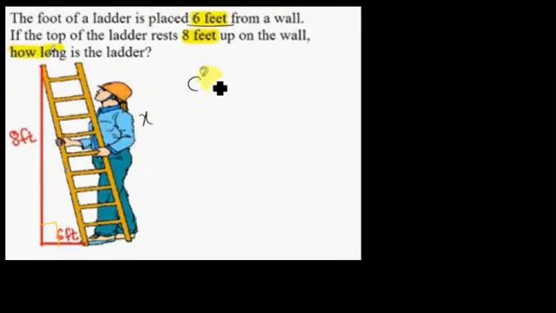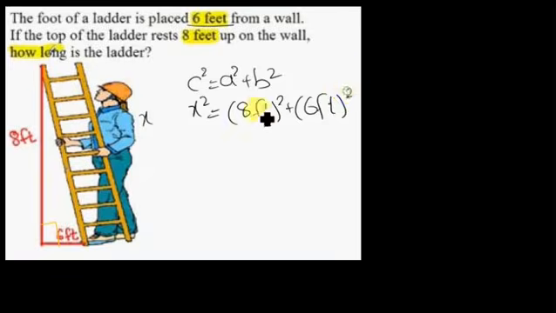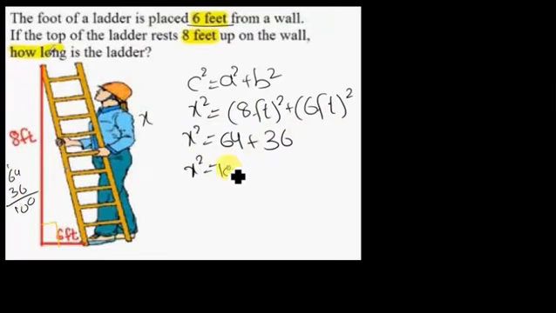By applying Pythagoras theorem, c square is equal to a square plus b square. So what is the value of c? c is x. So x square is equal to 8 feet square plus 6 feet square. 8 8s are 64 and 6 6s are 36. x square is equal to 64 plus 36, which is 100 feet square.